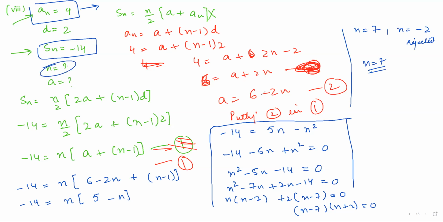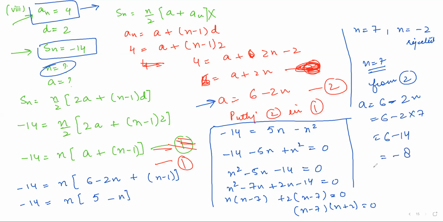Now for a, come back to equation number 2. So from 2, you can find a. a is equal to 6 minus 2n, right? So 6 minus 2 into 7, that is 6 minus 14, and that is equal to how much? Minus 8.